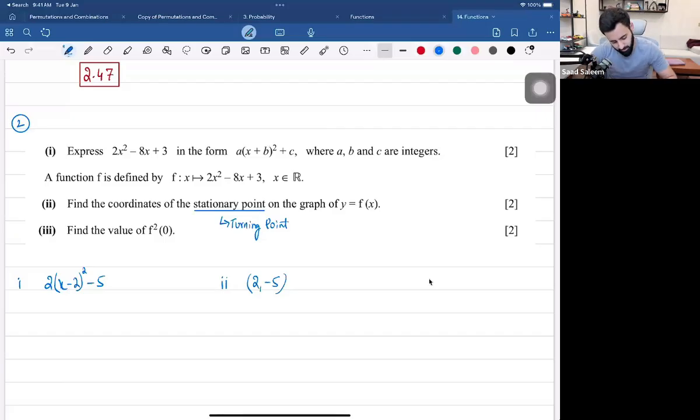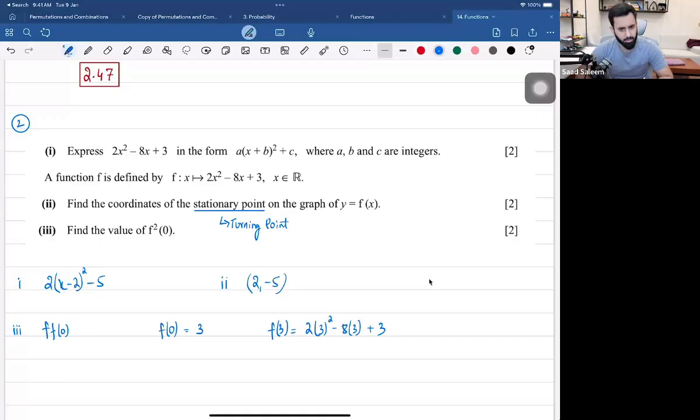So f square of 0 basically means that we will first find out f of 0. So feel free to write it like this. F of 0. So first let's evaluate f of 0. So that I believe is going to be 3, if I'm not wrong. Yeah, f of 0 is going to be 3. Now evaluate f of 3, which is going to be 2 into 3 squared minus 8 into 3 plus 3. So 2 into 3 square means 2 into 9. 9 plus 3 is 12.